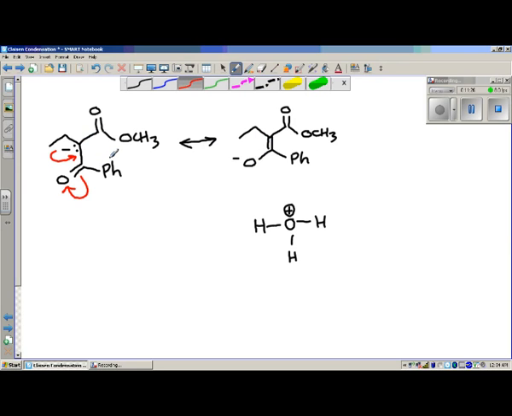If we were to start from this resonance structure, let me just erase these two red arrows here if I can without messing everything else up. I can't, oh well. Sorry, I didn't mean to swear, although I just did.